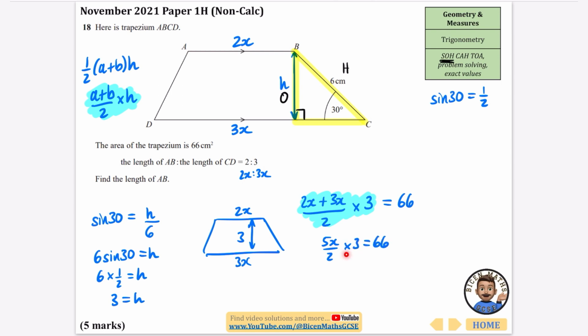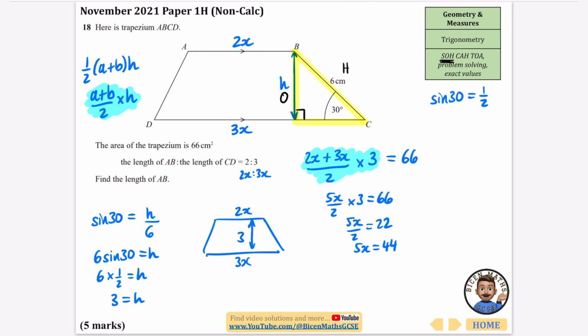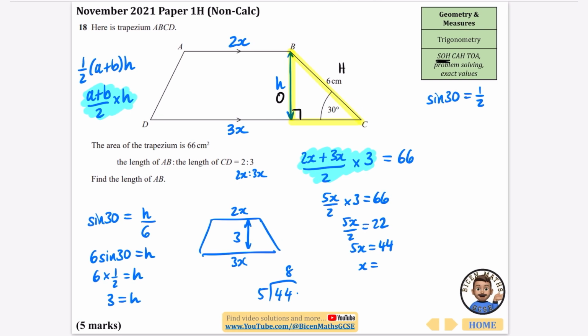Well, I'm going to get rid of this times 3 by dividing by 3. So 5x over 2 is equal to 22. Now I'm going to get rid of this divide by 2 by multiplying by 2. So 5x is equal to 44. And so my almost last step is to divide by 5. So I'm going to do 44 divided by 5. 5 goes into 44 eight times, remainder 4, and it goes into 40 eight times. So x is equal to 8.8.